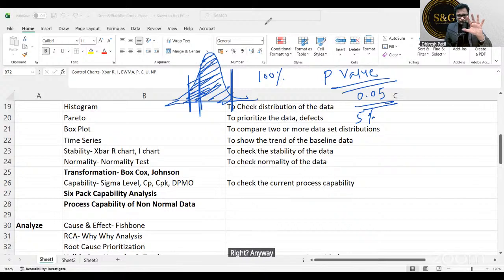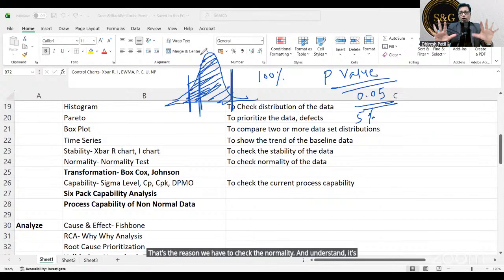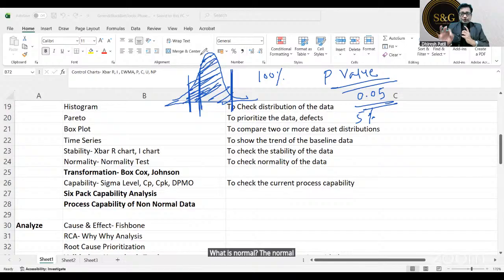Anyway, to answer the question in short, if the data is not normal, this calculation of the area under curve cannot be done accurately. And our prediction will become haywire. That's the reason we have to check the normality. And understand this, very simple. What is normal? Tell me. What is normal? The normal meaning the process does not have any kind of abnormality.